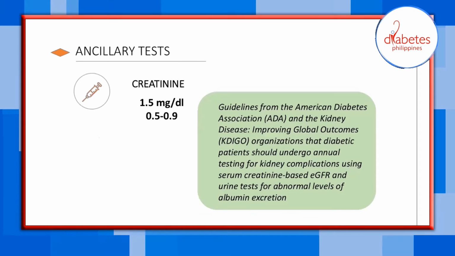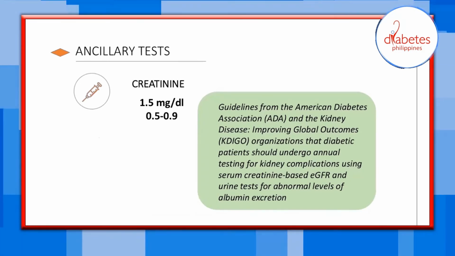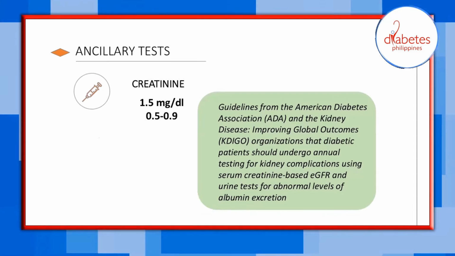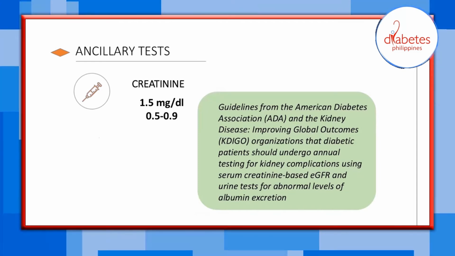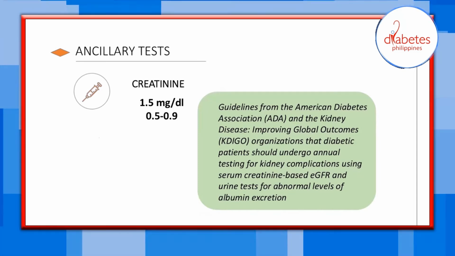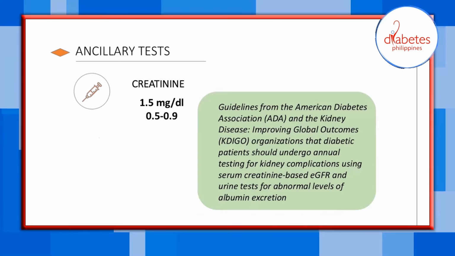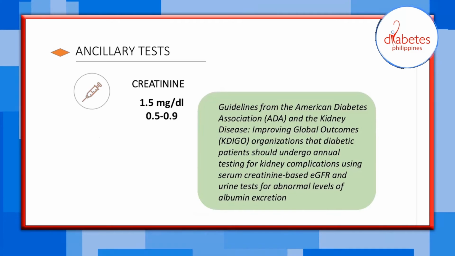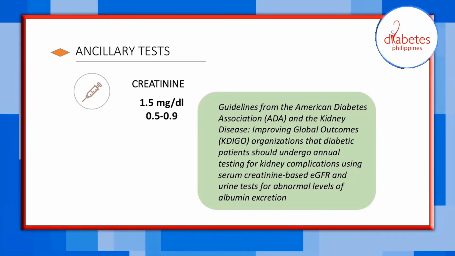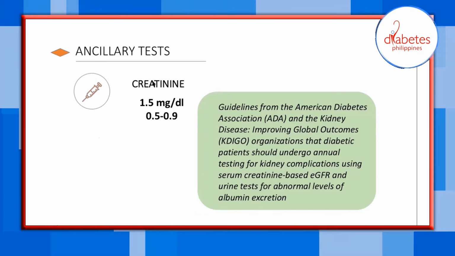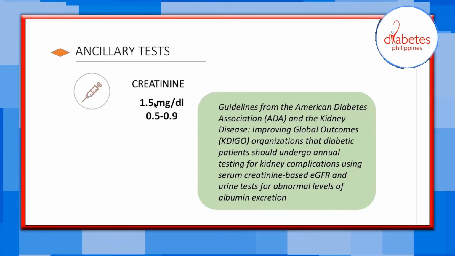Okay, so as we've mentioned before, one important marker is your creatinine. So based on the guidelines from the American Diabetes Association and the KDIGO guidelines, or the Kidney Disease Improving Global Outcomes, diabetic patients should undergo annual testing for kidney complications using serum creatinine-based eGFR and urine tests for abnormal levels of albumin excretion. So for our patient, his creatinine value is 1.5 milligram per dL, which is actually elevated.